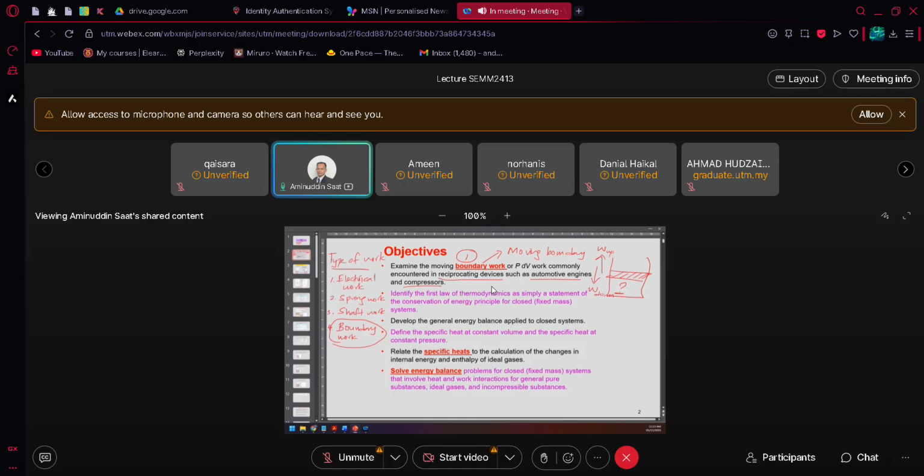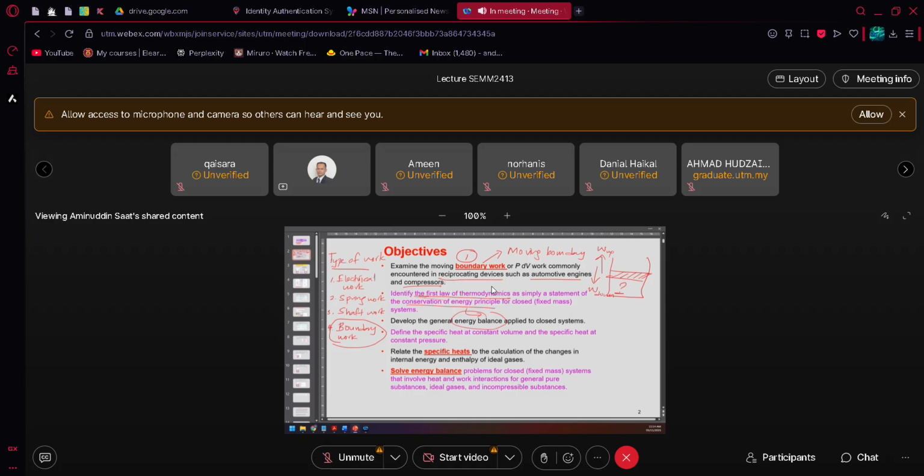Okay, so that's why we need to learn more detail about the boundary works. Once we understand the boundary works, we can apply the first law of thermodynamics to calculate the energy balance, or the conservation of energy principle, known also as the energy balance. From the conservation of energy principle, we develop the general energy balance, and then we do the energy analysis of the closed system.